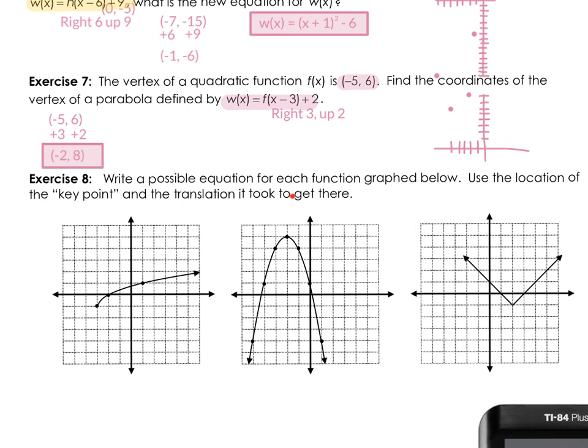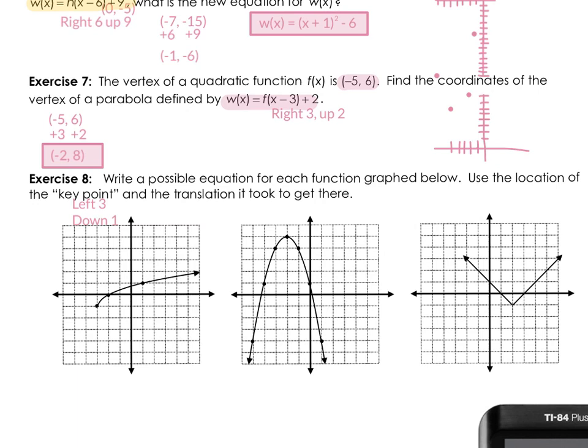Okay, exercise 8, write a possible equation for each function graph below. Use the location of the key point and the translation it took to get there. In all of these, we're talking about the parent function and then how it changed. For this one, the parent function would just be the square root, and you have to recognize that this is the square root graph. The square root of just plain old x would have been over here. So what happened to that turning point, which would be at 0, 0? It moved left 3 and down 1. I just wrote that off to the side.